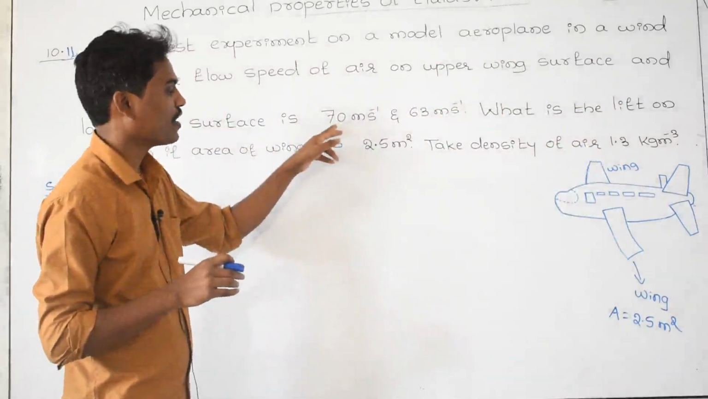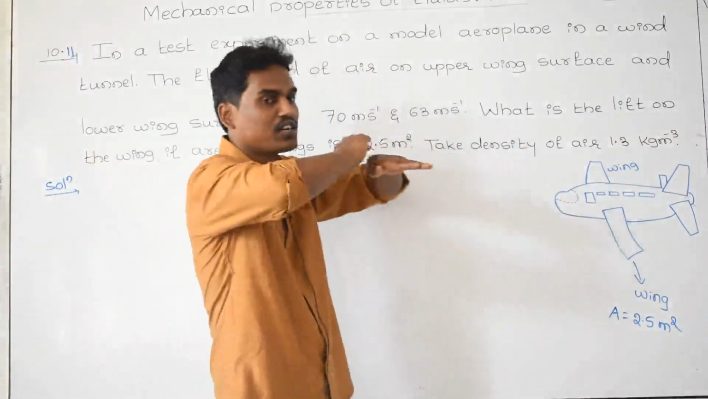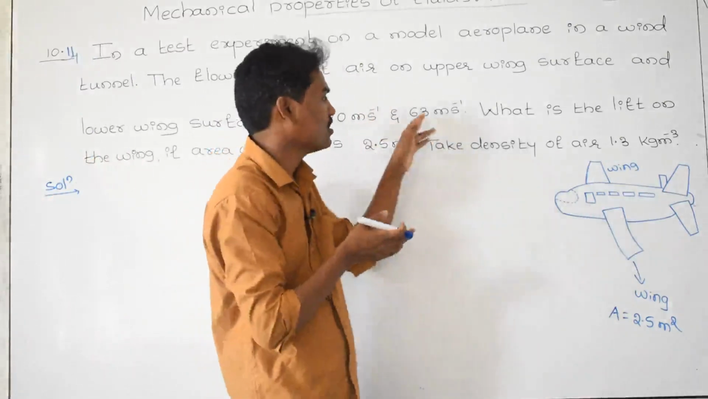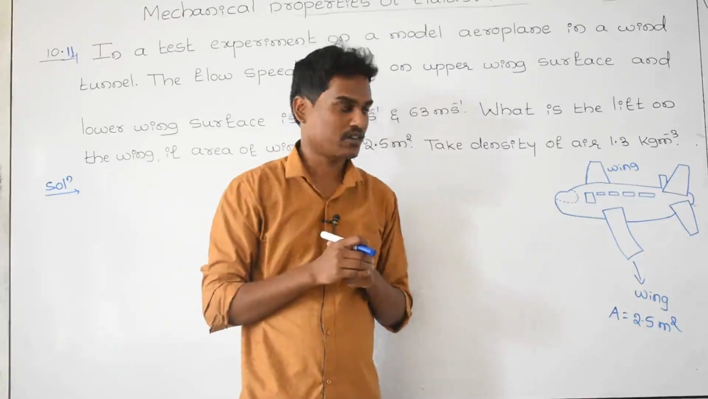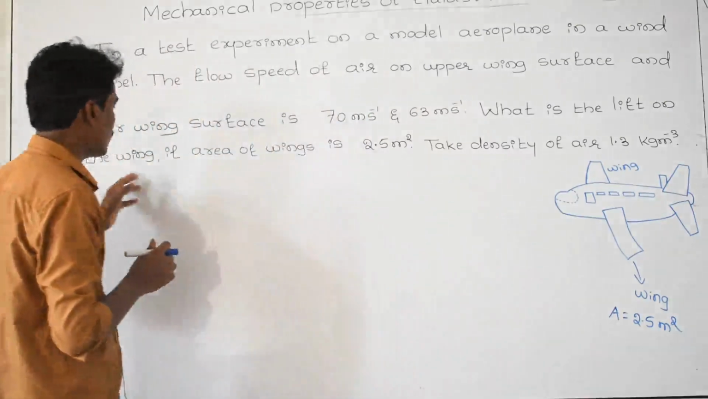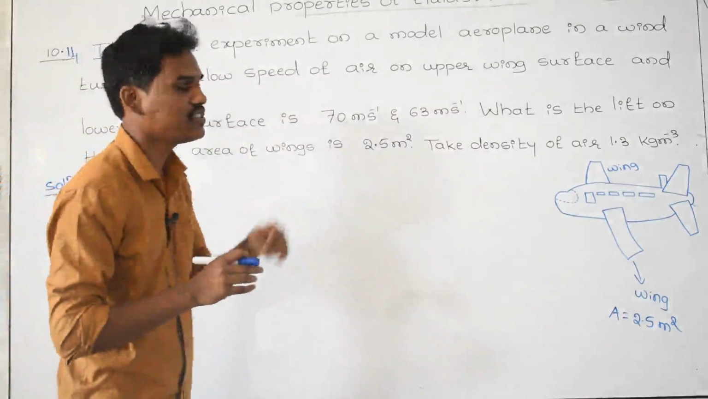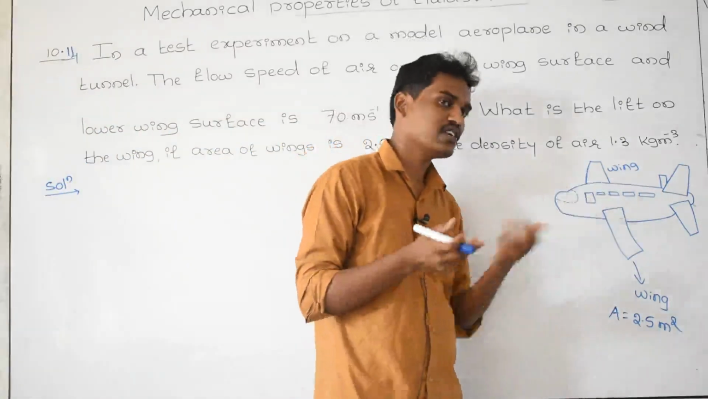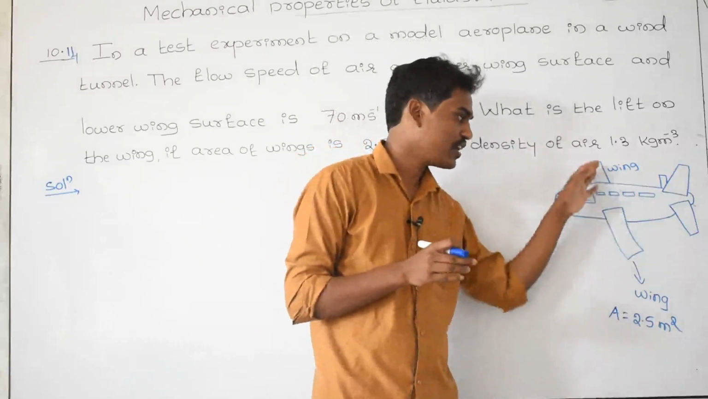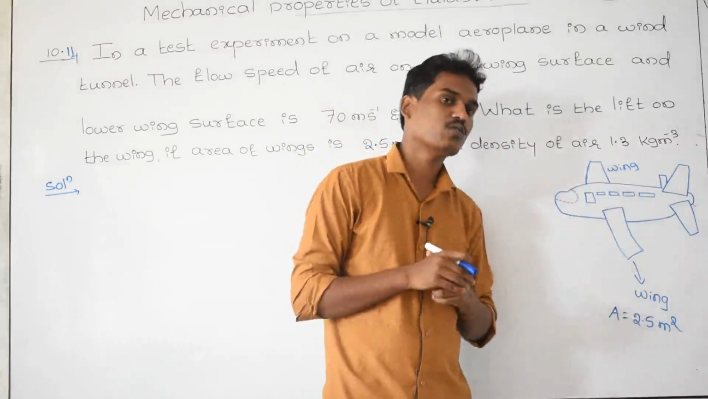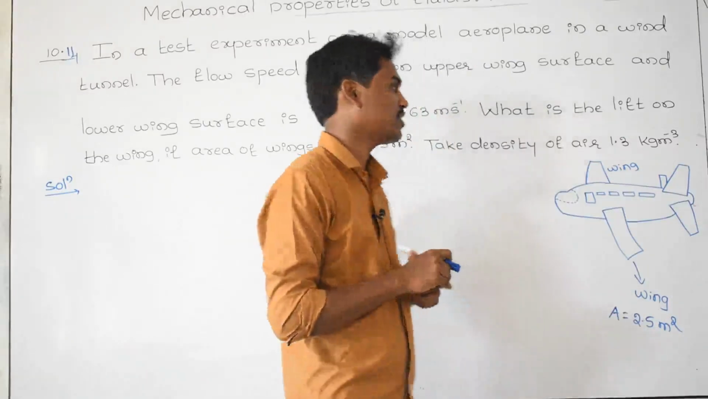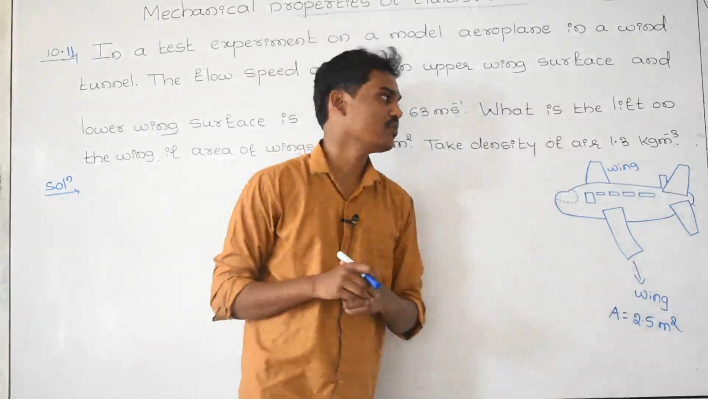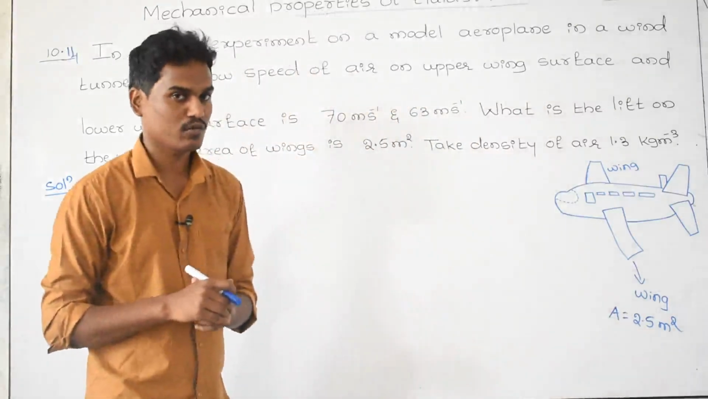The flow speed of air on the upper surface of the wing is 70 meters per second, and that on the lower surface of the wing is 63 meters per second. What is the lift on the wing? The area of the wing is given as 2.5 meter square. Both wings are the same in size, and the area is equal to 2.5 meter square. Take the density of air as 1.3 kg per meter cube.